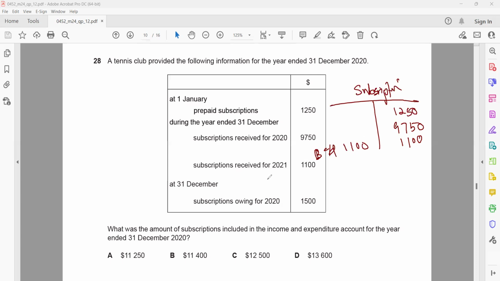Okay, and then subscription owed for this one, they mean there is a balance c/d on the credit side also. So they want to find the income and expenditure amount. So what is the amount for it? Take the total credit, so this side is 13,600 minus 1,100, which is 12,500. So the answer should be 12,500. So the answer should be C.